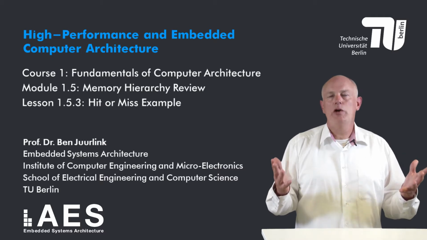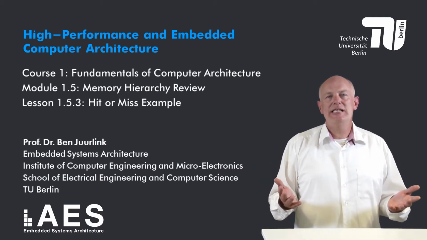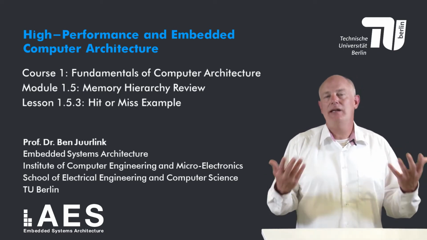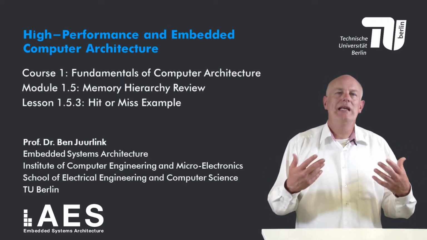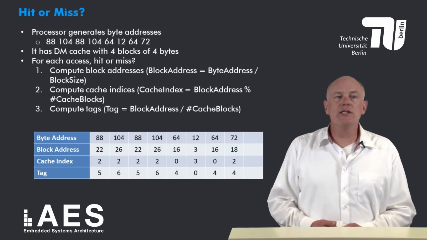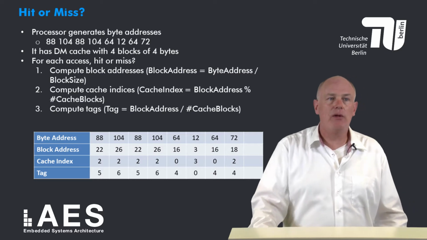Welcome back to this module review of caches. In this lesson I will show how, given a certain sequence of memory accesses and the direct map cache organization, we can determine if each access yields a hit or a miss. Let's now consider a small example.